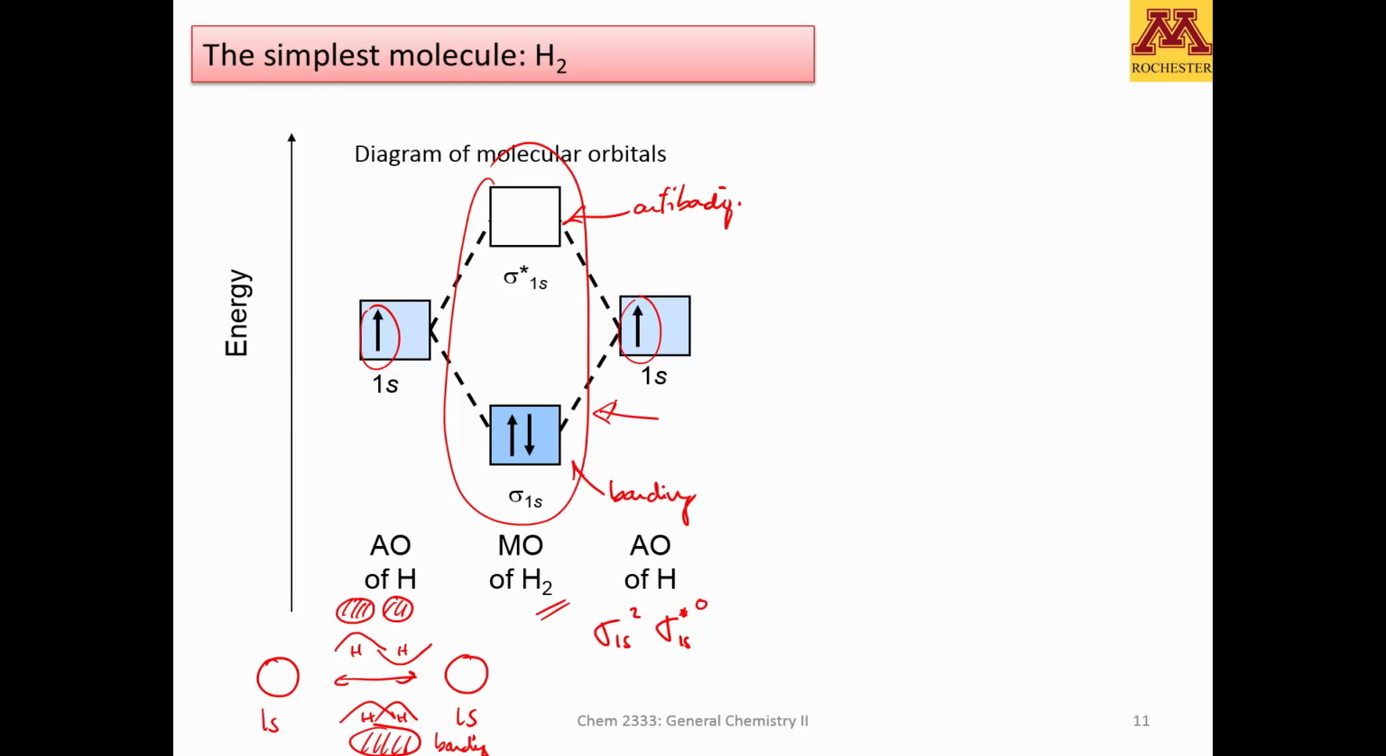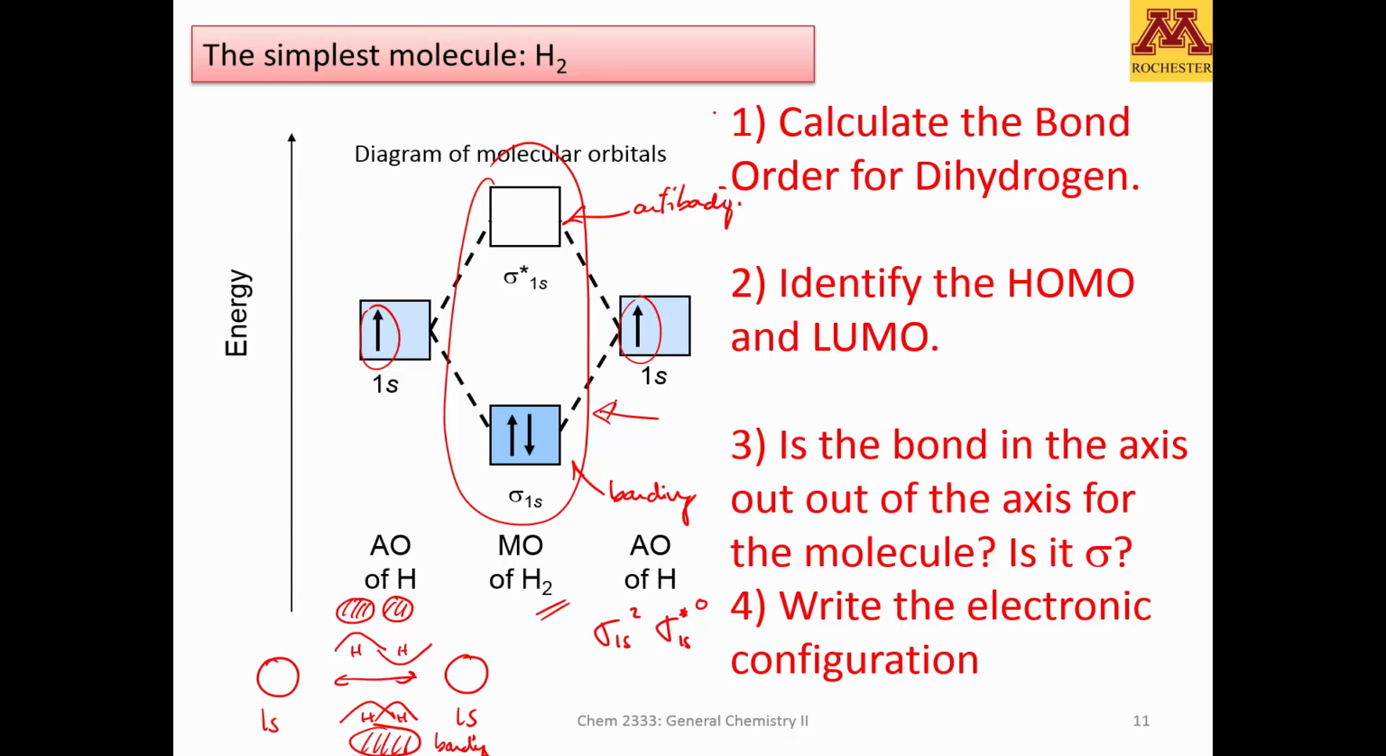Okay, so what kind of questions can you answer about this? You can ask about the bond order of this molecule, identify the HOMO and LUMO, which we will talk about in a moment, and explain why these molecular orbitals are called sigma. And finally, what we did here is write the electronic configuration.